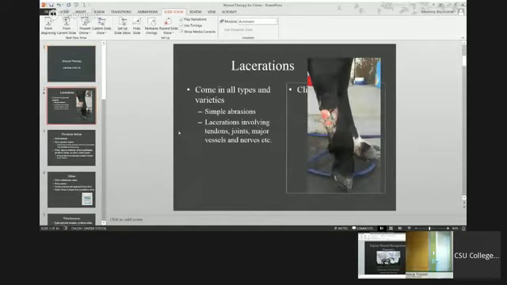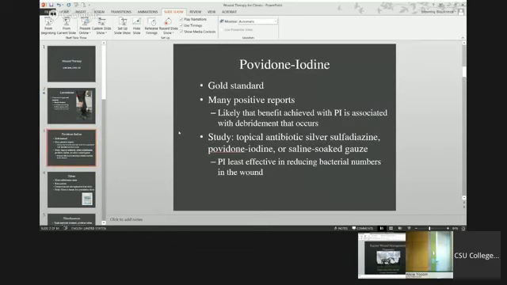So just to begin, you've heard a lot about lacerations. They do come in all types and varieties. You can get something from a simple abrasion to something that involves tendons, joints, or major vessels and nerves. We get a lot of questions about what to clean a horse's wound with. We recommend using povidone iodine, which is called Betadine. It's the gold standard. There are many positive reports. It has the benefit of being an antiseptic, but it's also associated with debridement as well.